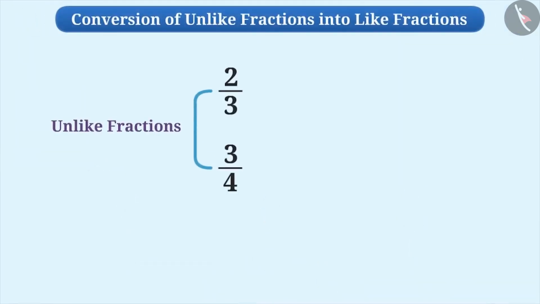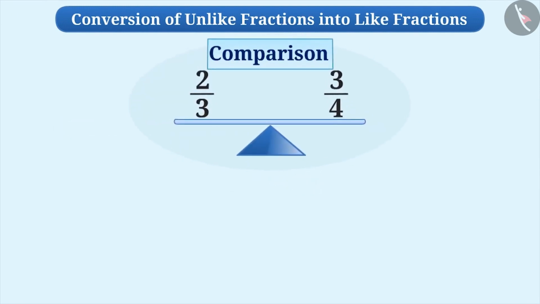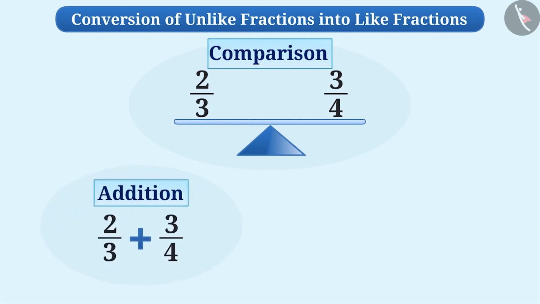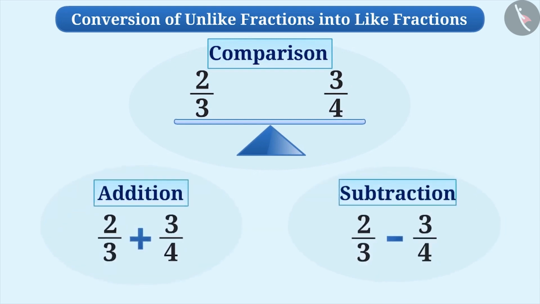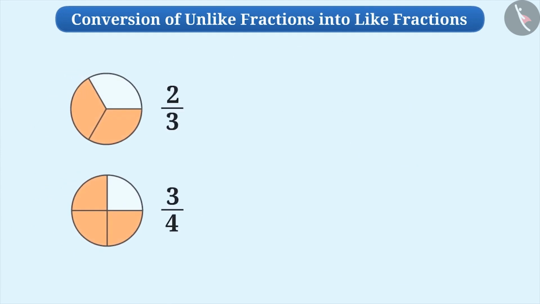In many situations, it becomes necessary to convert unlike fractions into like fractions. Examples are comparison of fractions, addition or subtraction of fractions, etc. So let's understand how to convert unlike fractions into like fractions. Look here, there are two fractions 2 by 3 and 3 by 4. These are unlike fractions because they have different denominators.